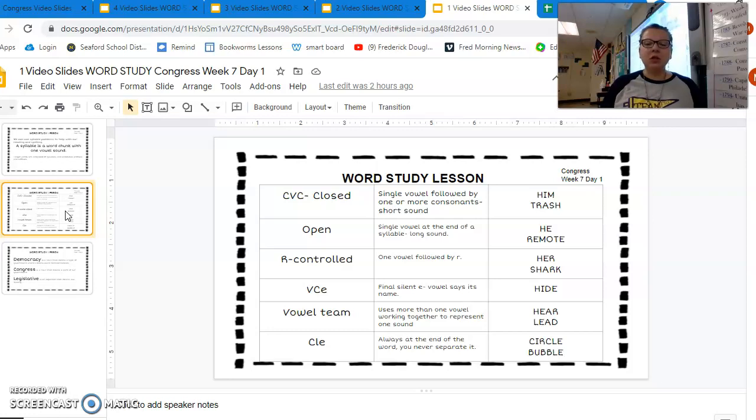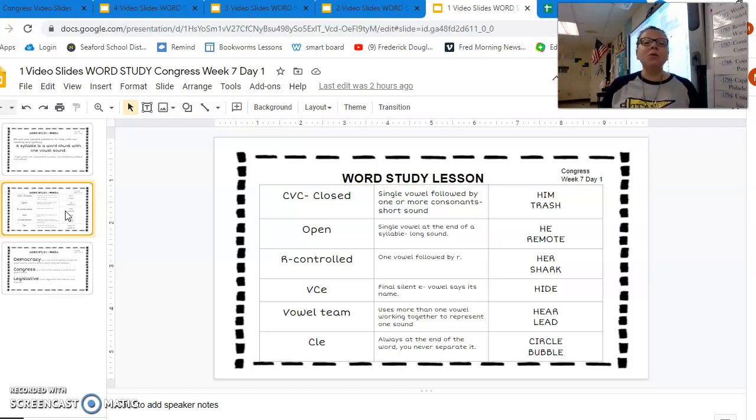The first one is the closed syllable, the one that has a single vowel that is followed by one or more consonants, and the sound of that vowel is short, like in the word hymn or trash. The open syllable is the one that has a single vowel at the end of the syllable, and that vowel will have a long sound, like in the word he, and then re in the word remote.